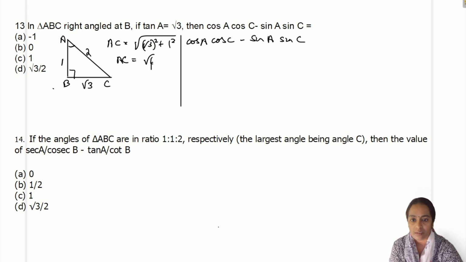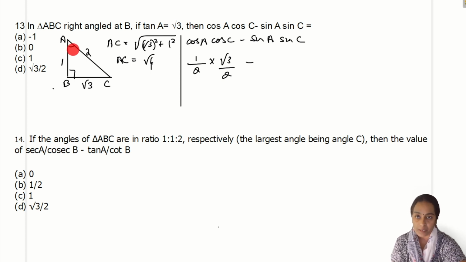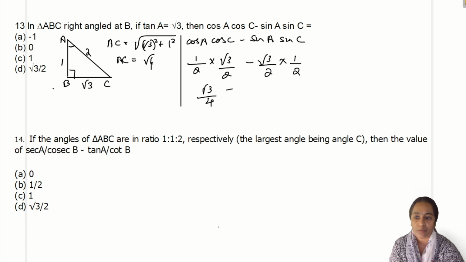So I'll substitute it here, children. 1 by 2 multiplied by root 3 by 2 minus, what is my sin A? Sin A is opposite divided by hypotenuse, it's going to be root 3 by 2. What is sin C? Sin C is opposite by hypotenuse, it's going to be 1 by 2. So it's root 3 by 4 minus root 3 by 4. So the answer is 0, which is option B there.